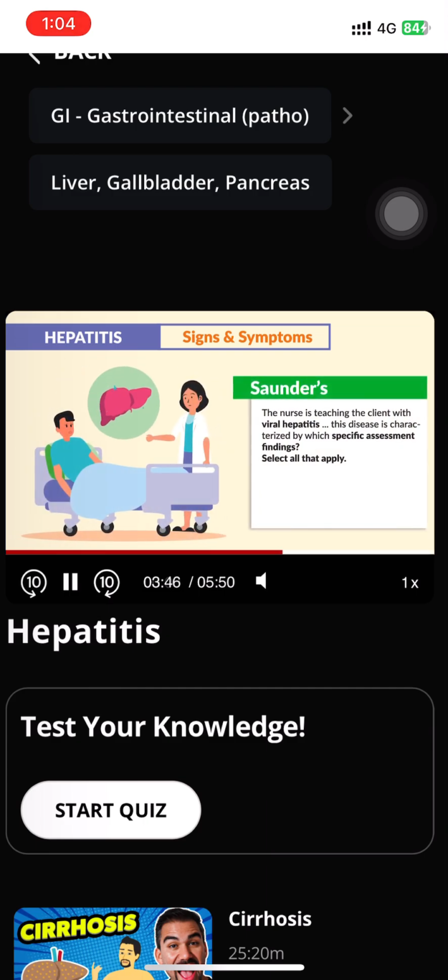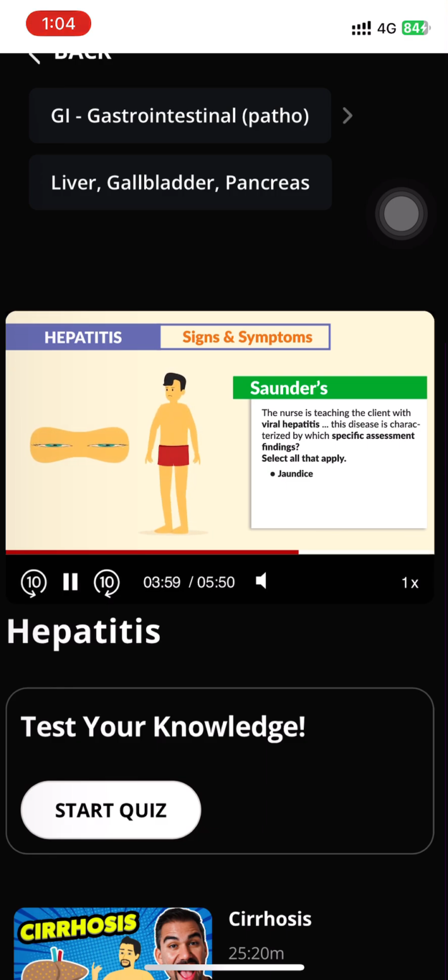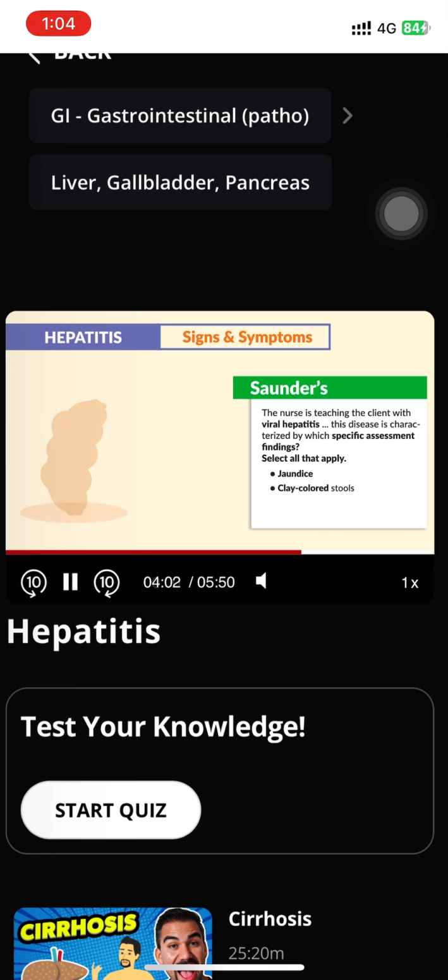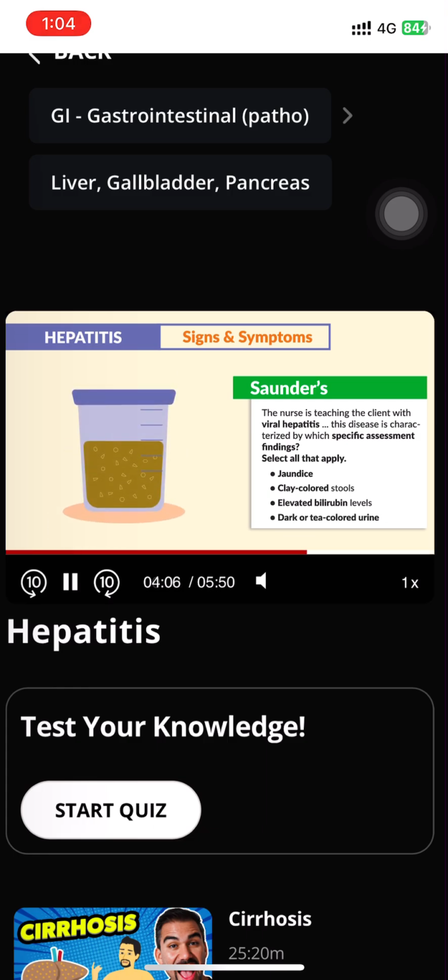So, Sonder mentions, the nurse is teaching the client with viral hepatitis. This disease is characterized by which specific assessment finding? Select all that apply. So jaundice, clay-colored stools, elevated bilirubin levels, as well as dark or tea-colored urine.